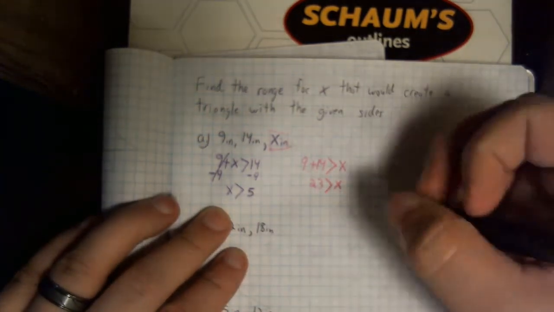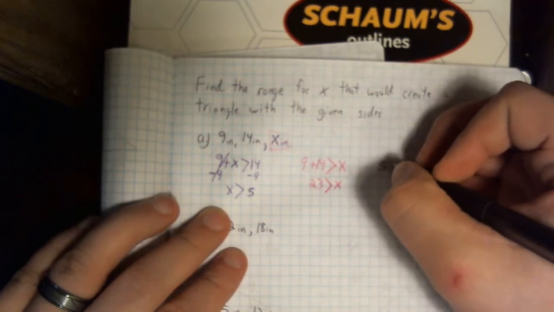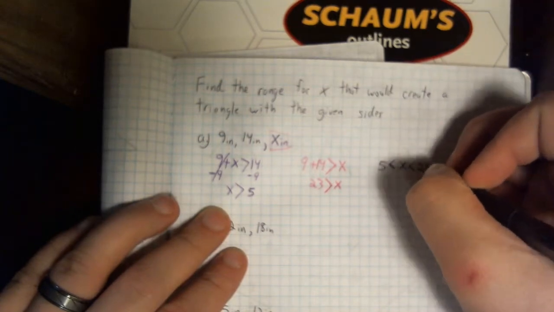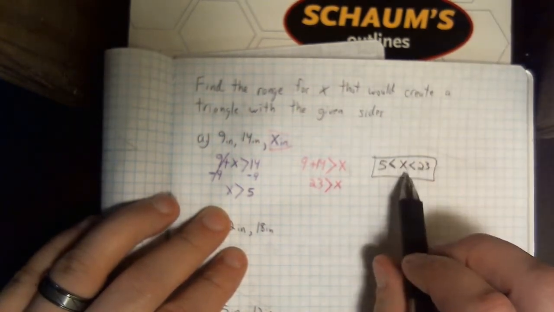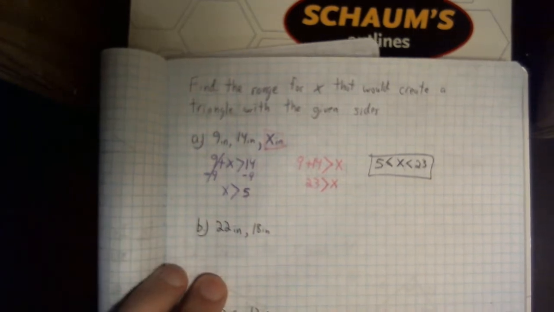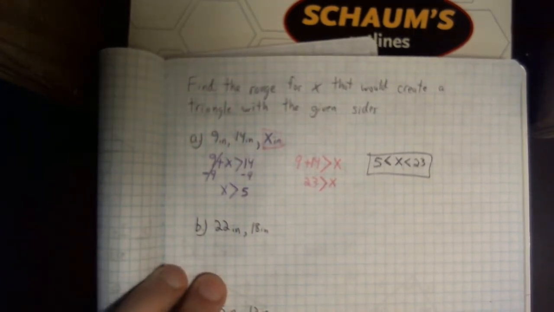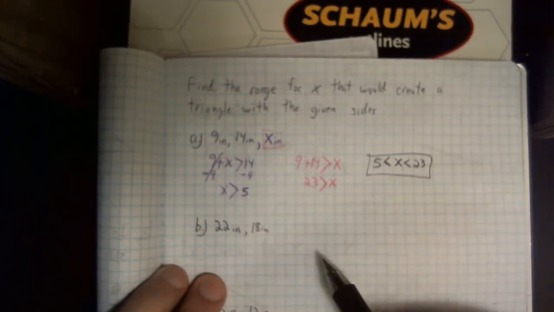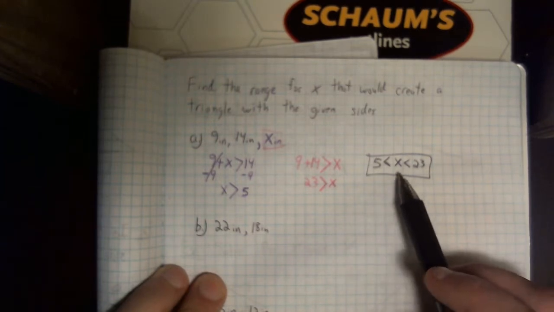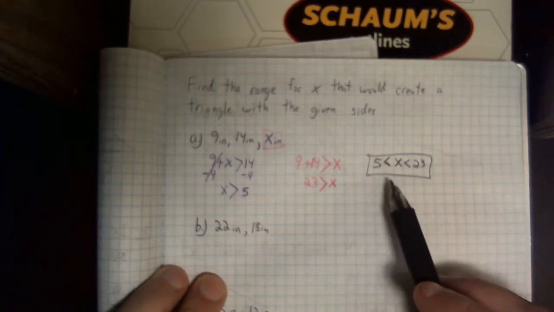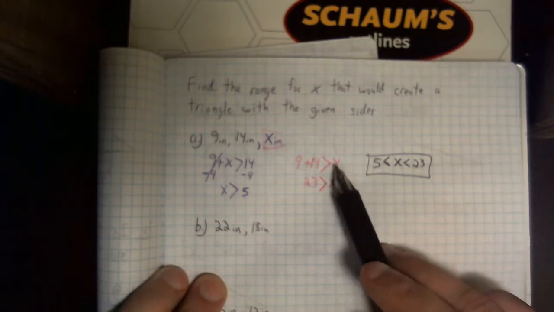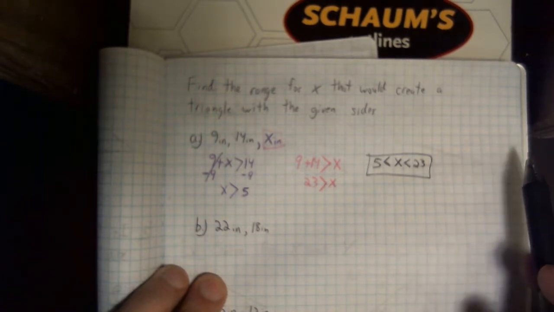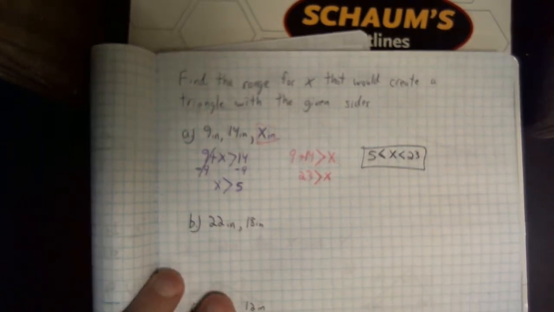So our final solution for this is 5 has to be less than x, and x has to be less than 23. That is the range of possible values that we could choose. So you could pick a number like 6, and it will work for this particular set of sides. You could pick a number like 18, and it would still work. But if you choose 5, 4, 3, 2, 1, 0, or if you choose 23, 24, 25, or anything past that, they won't work. You have to choose something in between these.